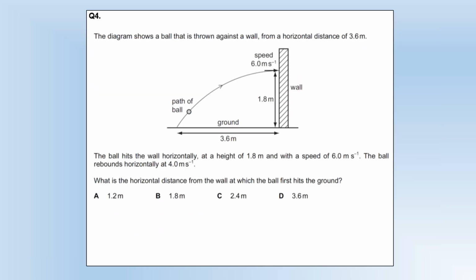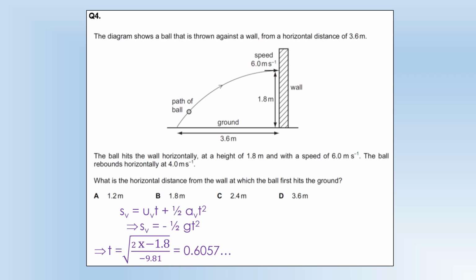Okay. So the diagram shows a ball that's thrown against a wall from a horizontal distance of 3.6. The ball hits the wall horizontally at a height of 1.8 and a speed of 6 meters per second. The ball rebounds horizontally at 4 meters per second. What is the horizontal distance from the wall where the ball first hits the ground?